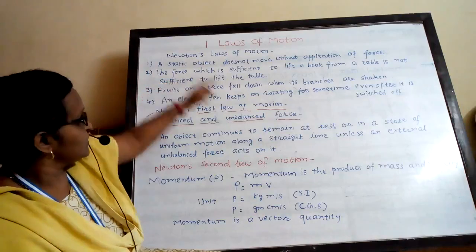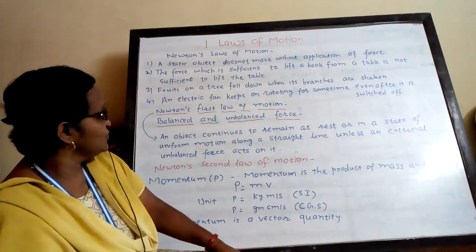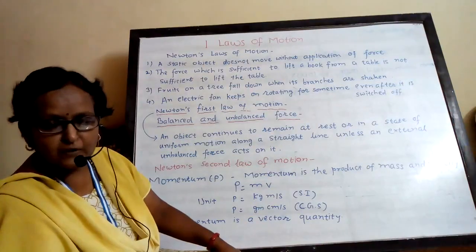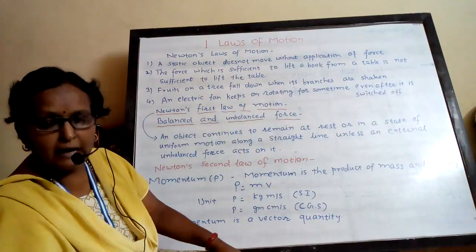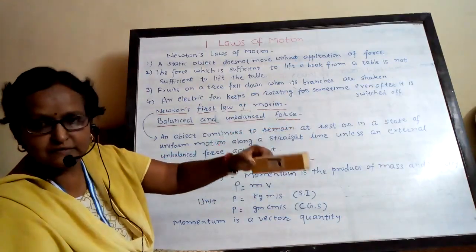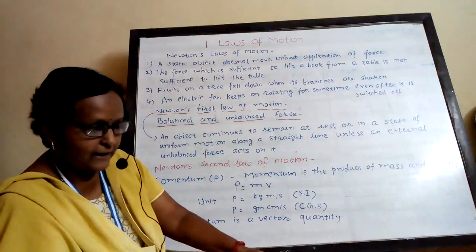Second example, the force which is sufficient to lift a book from a table is not sufficient to lift the table. That we know very well. So if you want to lift the table, you require more force. And if we want to only move the duster, that will require less force. That we know definitely very well.